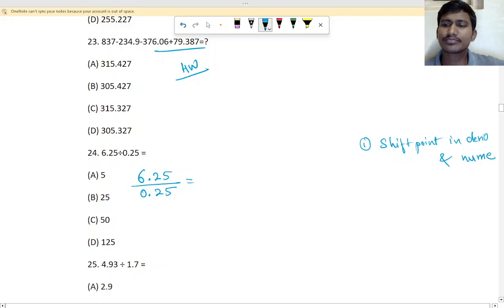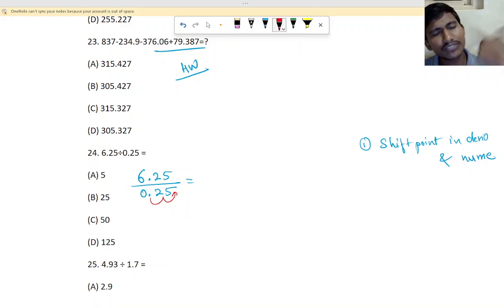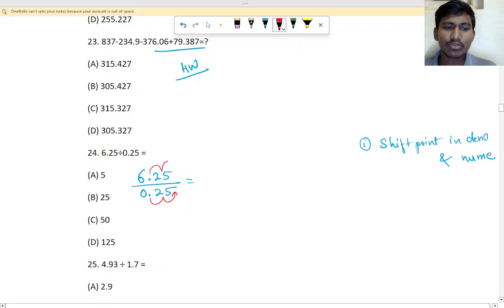Okay, so we will shift now. If you shift it here, one time, two times, it will go away. So the same number of times we have to shift in the numerator also. Two times we have shifted in the denominator means we have to shift also in the numerator two times. So one time, two times. So what will be the answer here? 625 divided by 25. Understand?